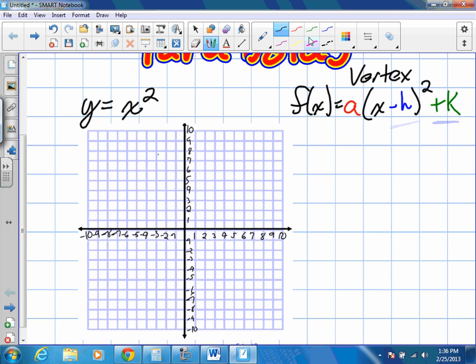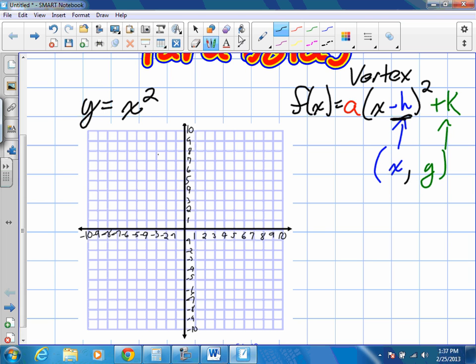The reason it's known as the vertex form is the H value is essentially the X value of the vertex, and the K value is essentially the Y value of the vertex. Okay? Now, there is one stipulation with the H. It's technically the opposite of whatever is in those brackets.